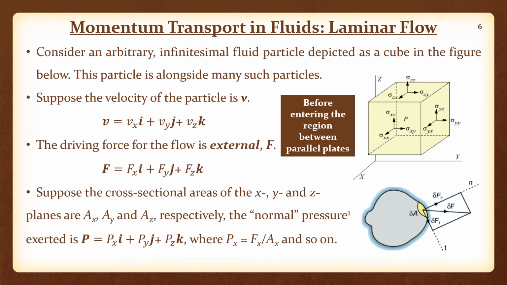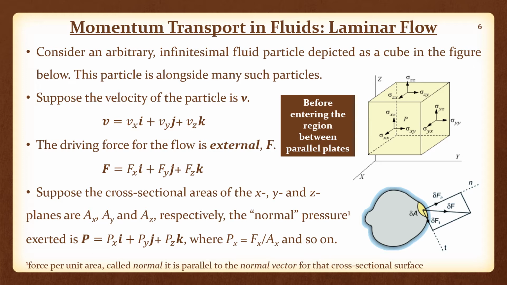Since that force has a magnitude and a direction, it will have three components: Fx, Fy, and Fz. Now, if I consider the cross-sectional area of the x-plane, that is the yz plane, as Ax, the y-plane, or the zx plane, as Ay, and the z-plane, or the xy plane, as Az, then I can define pressures. Px is equal to Fx by Ax, Py is equal to Fy by Ay, and Pz is equal to Fz by Az, and that will result in the quote-unquote normal pressures that are exerted. There is an x component pressure, a y component pressure, a z component pressure, and so on and so forth.